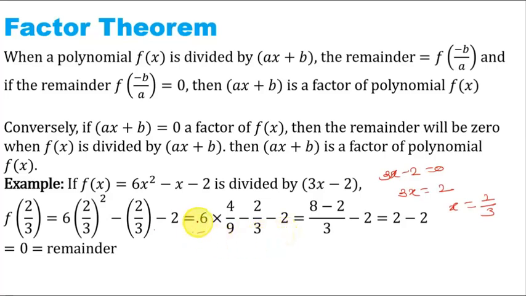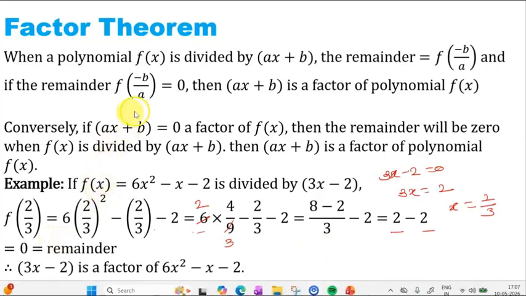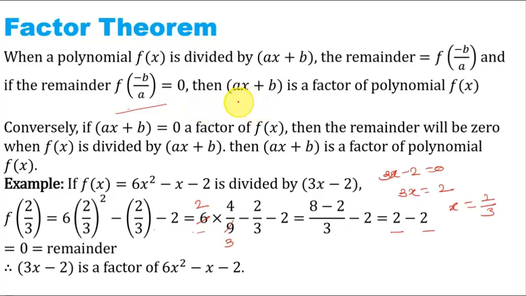Now the next simplification: 3 2s are 6 and 3 3s are 9, 2 into 4 is 8. 8/3 minus 2/3, that is (8 − 2)/3. Then you will get 6/3, that is nothing but 2, and this minus 2. 2 − 2 equals 0. As the remainder is 0, hence 3x − 2, that is ax + b, is a factor of this polynomial. Similarly, in this example, 3x − 2 is a factor of this polynomial.